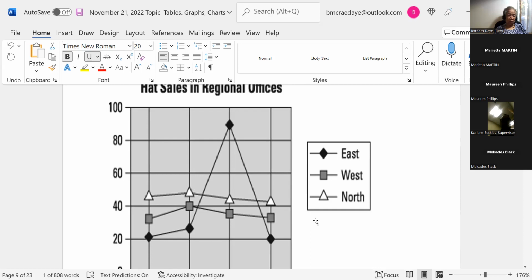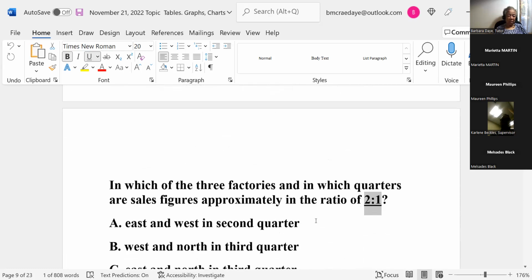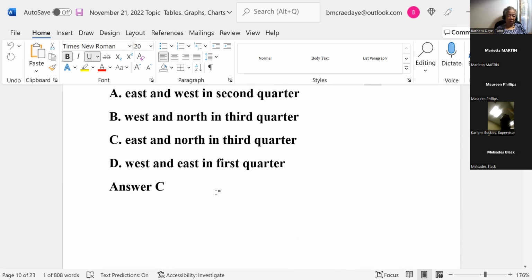And 84 to 42 is what, Mercedes? What ratio is 84 to 42? What is that equal to if you simplify it? 22 to... what would it be? 21. 22, 21. Simplify.